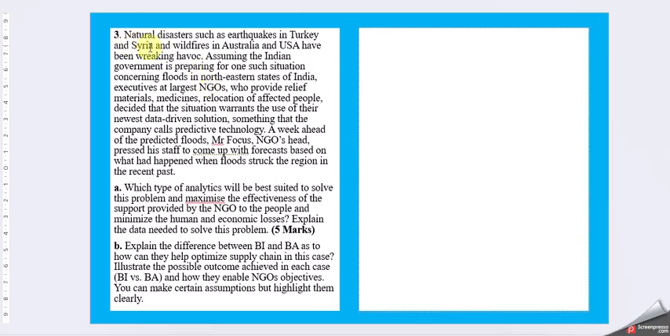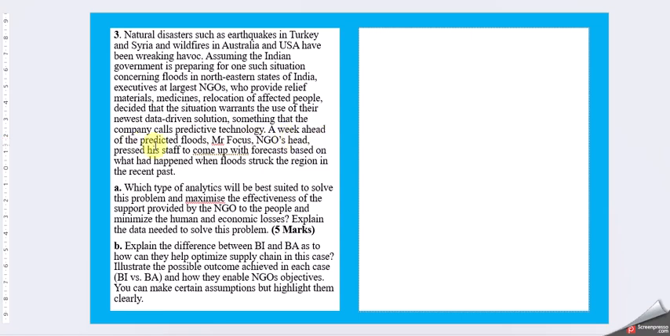Okay, question 3. Natural disasters such as the earthquake in Turkey and Syria and wildfires in Australia and the USA have been wreaking havoc. Assuming the Indian government is preparing for one such situation concerning floods in northeastern states of India, executives at large NGOs who provide relief material, medicine, and relocation of affected people decided that the situation warrants the use of their newest data-driven solution, something that the company calls predictive technology.